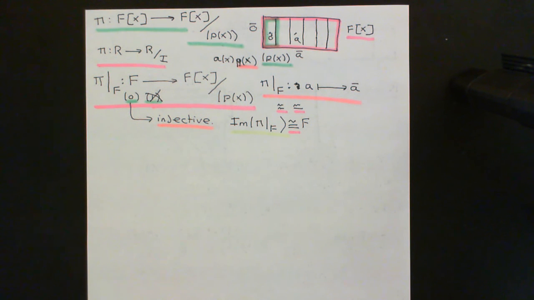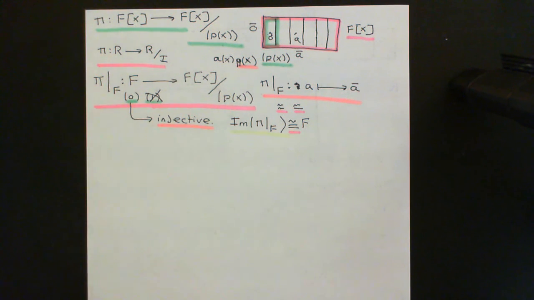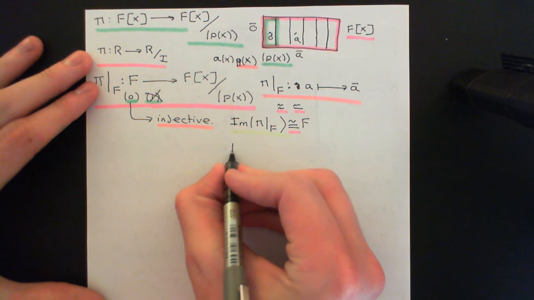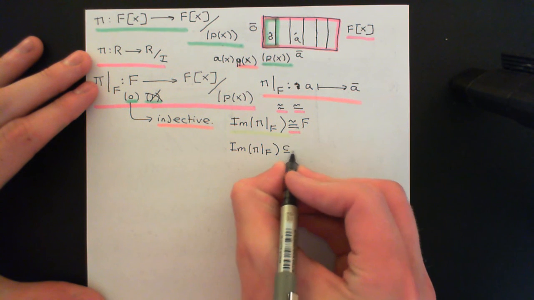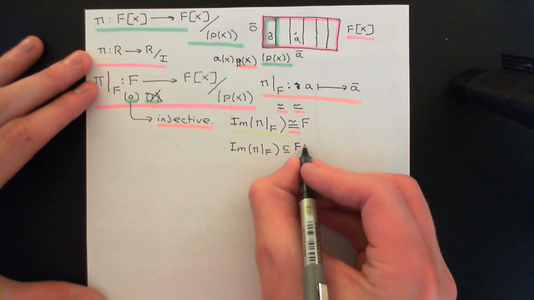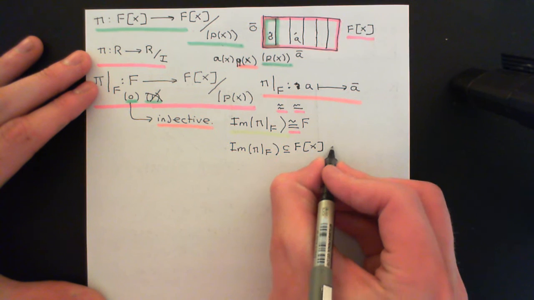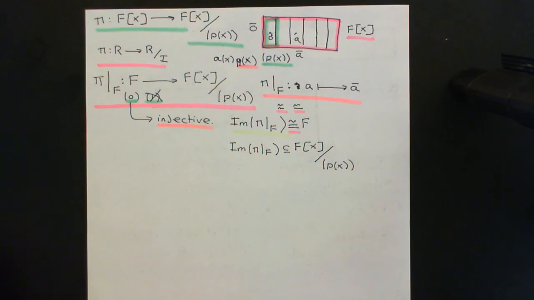Okay, the image of this restricted ring homomorphism pi restricted down to F is going to be isomorphic to the field capital F. That's why injective ring homomorphisms are always so lovely, because you can think of them as an isomorphism onto a subset of the codomain here. Because the image of pi restricted down to F will of course just be a subset, in fact a subfield because it's isomorphic to a field, a subset of the quotient ring F adjoin X quotiented out by the principal ideal generated by P of X here.